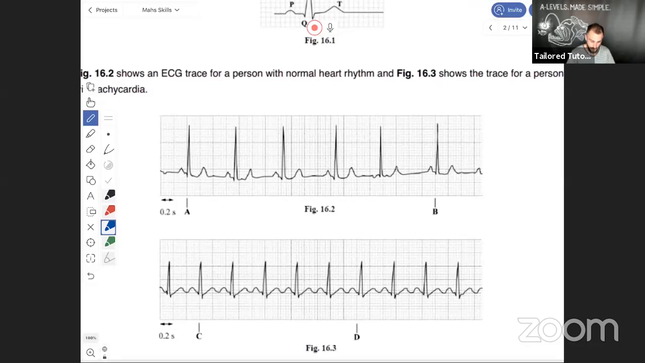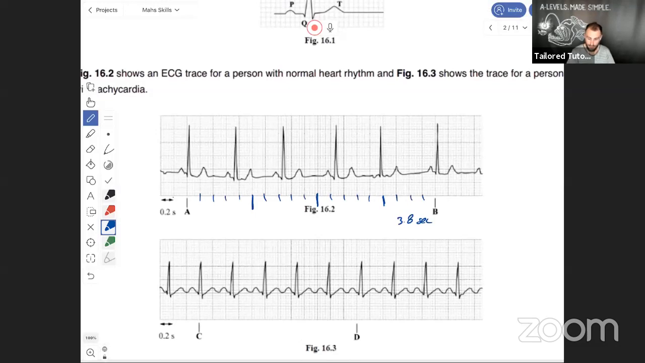So okay, we're going to have to use the scale. 5 squares is 0.2 seconds. So 0.2, 0.4, 0.6, 0.8, 1 second. 0.2, 0.4, 0.6, 0.8, 2 seconds. 0.2, 0.4, 0.6, 0.8, 3 seconds. So it's 3.8 seconds.